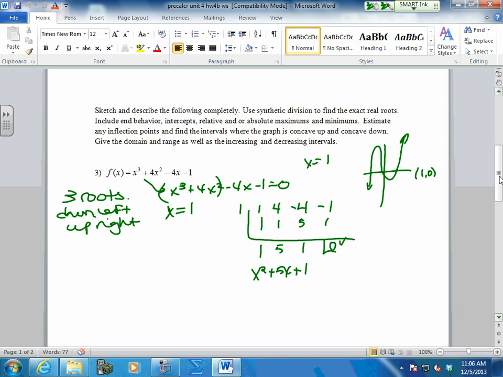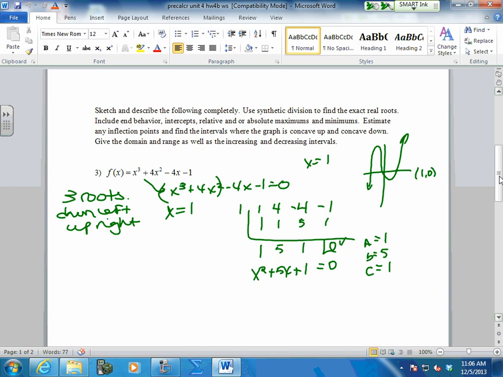Can I factor that? Do I have factors of 1 that add up to 5? Nope. And Alex said, I got to use the quadratic formula. I could complete the square on this, but this is a half, so I wouldn't. So A is 1, B is 5, C is 1. And you're going to do that.